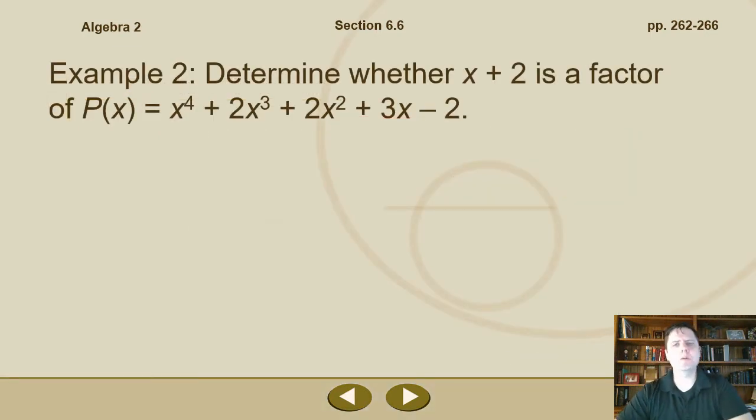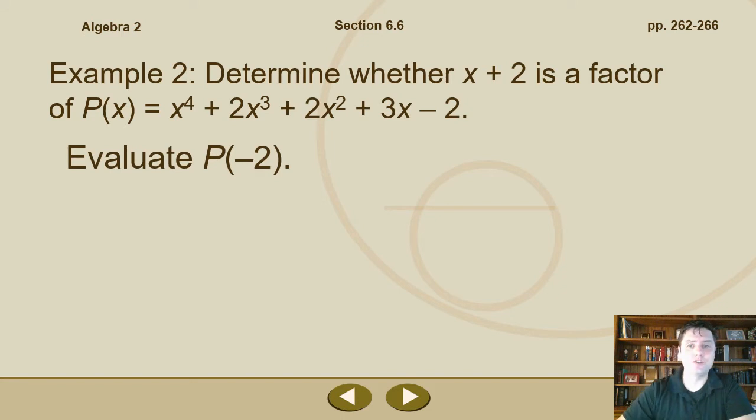So it says here, determine whether x plus 2 is a factor of p of x equals x to the fourth plus 2x cubed plus 2x squared plus 3x minus 2. So all we need to do is figure out if p of negative 2 is 0. Note here that the sign of the value is always the opposite of whatever the sign is on this. So if it's x plus 2, we put in a minus 2.